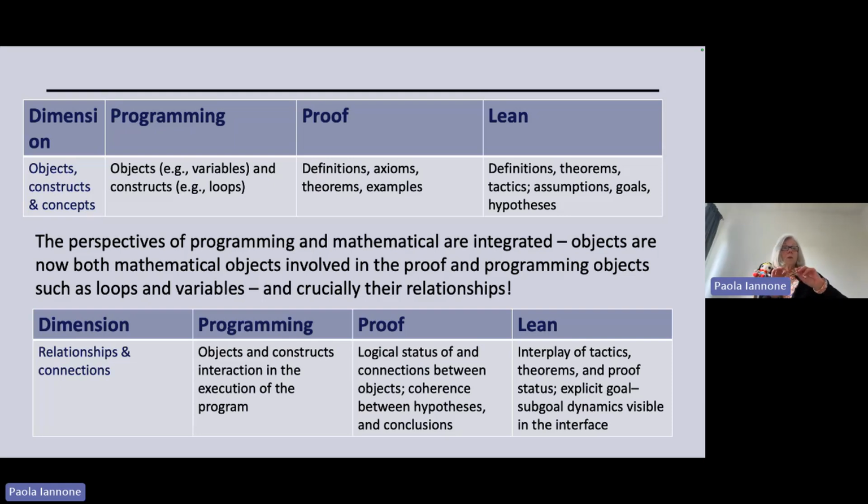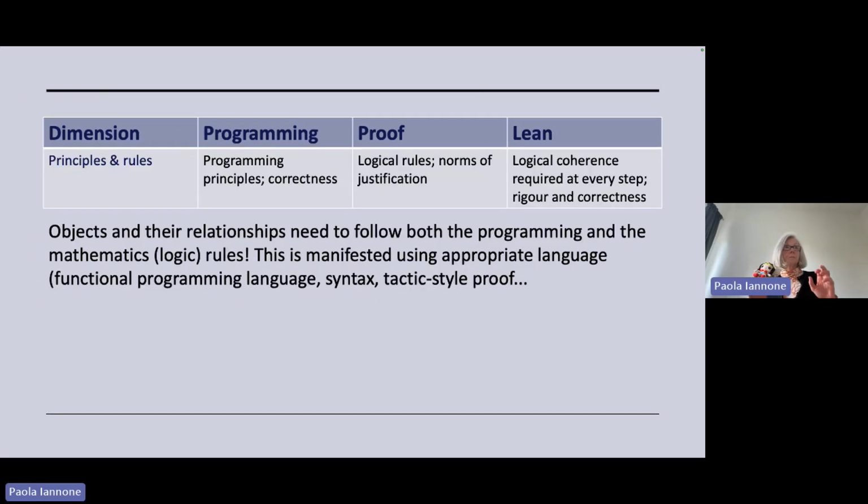So once we have this dimension of objects and relationships, we need to understand the rules of the game, if you like. The rules of the game are of two different kinds. Mathematics plays by the rules of logic. I think we can agree on that. Programming plays by slightly different rules. So there's this idea of correctness, and there's this idea of programming principles.